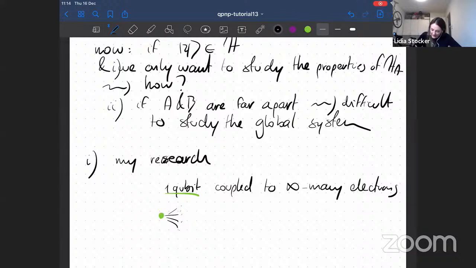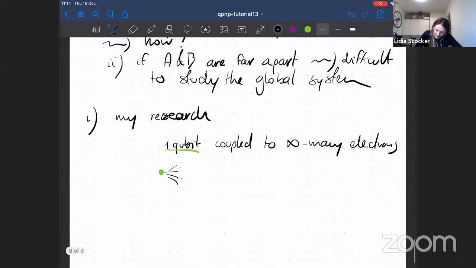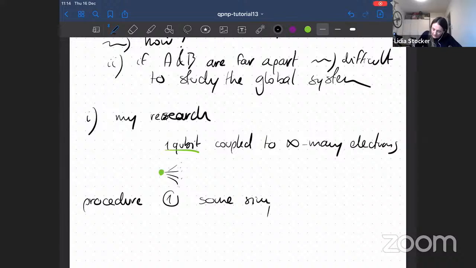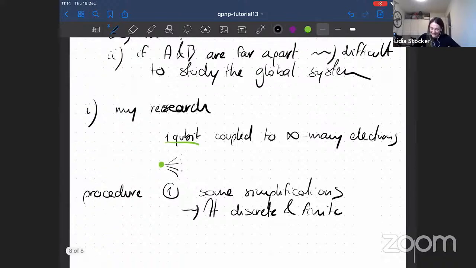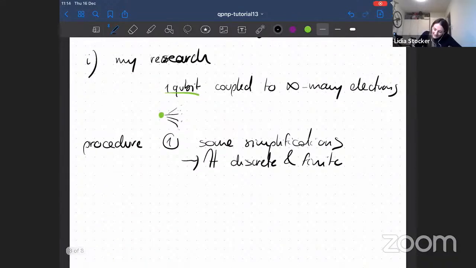And then I calculate, so the procedure is, first of all, I do some simplification and I get a Hilbert space which is discrete and finite. But this is absolutely not relevant now. And then, second of all, I calculate the ground state.